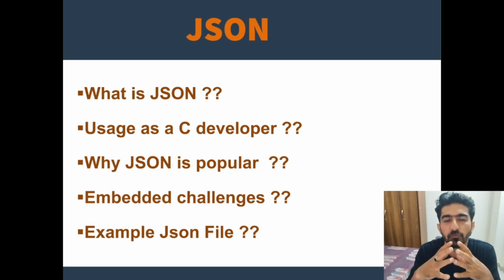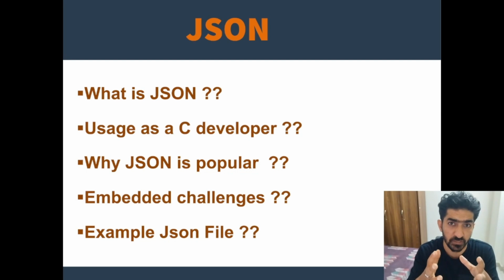So in this video, we will see a universal data type, that is the JSON format. Okay. So JSON is everywhere. If you talk about a web server, an IoT application, or an embedded device that is communicating with the cloud, you can see this JSON format everywhere because of its various advantages.